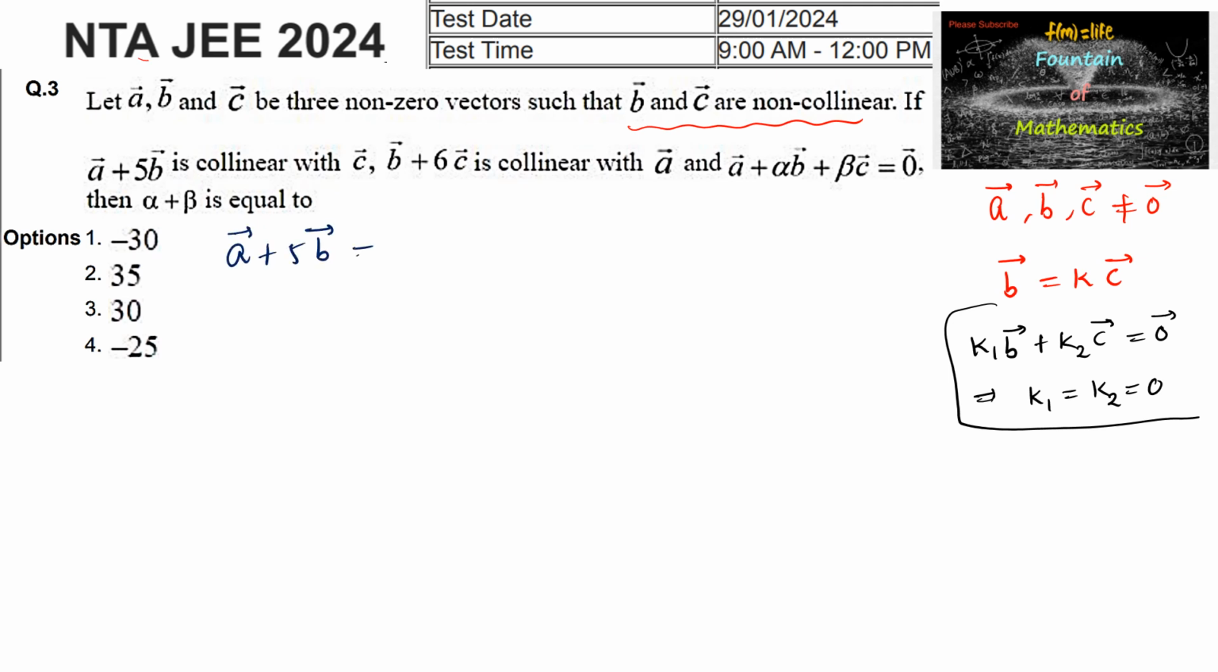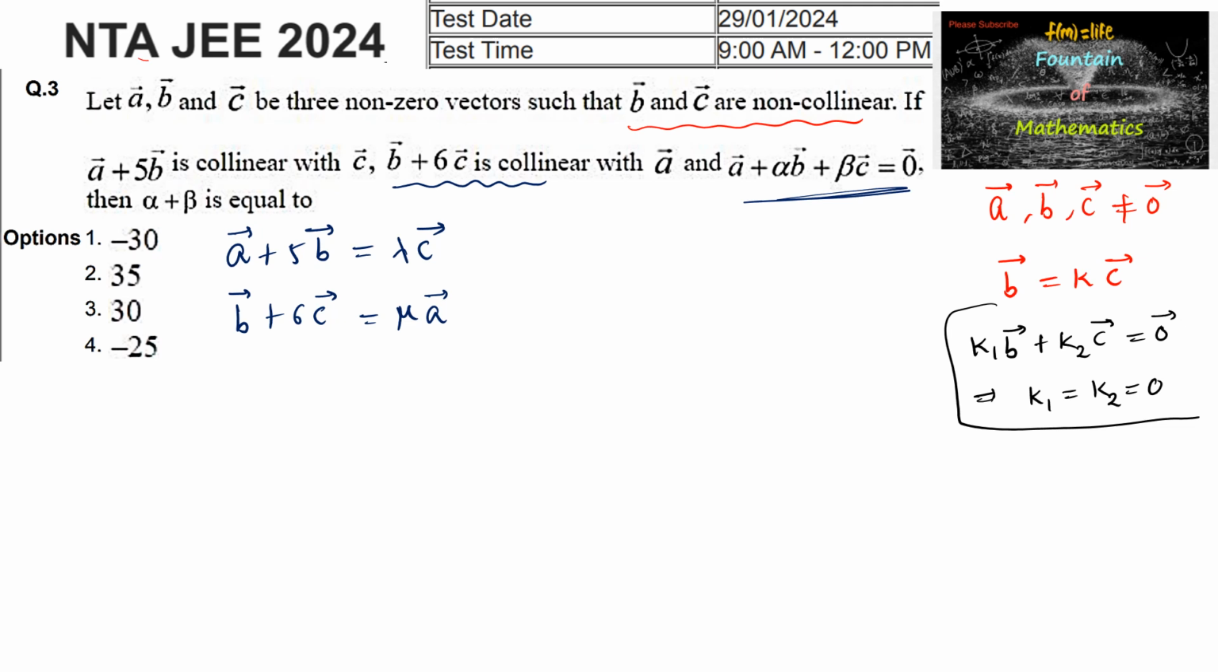Also given that 5 times vector A plus 5 times vector B is collinear with vector C, so we can write some lambda times vector C, and vector B plus 6 times vector C is collinear with, let us assume, mu times vector A, and then vector A plus alpha times vector B plus beta times vector C is the 0 vector. Then what is the value of alpha plus beta?